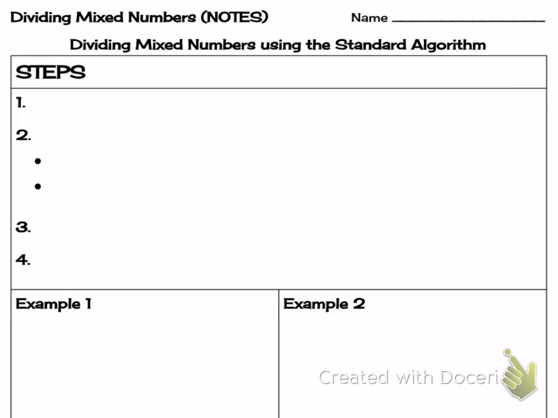Today we're going to be dividing mixed numbers using the standard algorithm. We're going to start by writing the steps, and I apologize, they're going to be the exact same steps from yesterday's notes, but it's important to remember that you're following the same process each time. So the first thing we're going to do anytime we divide fractions is make sure they're both written in A over B form. Please remember that if you have a whole number, you write it as that number over 1.